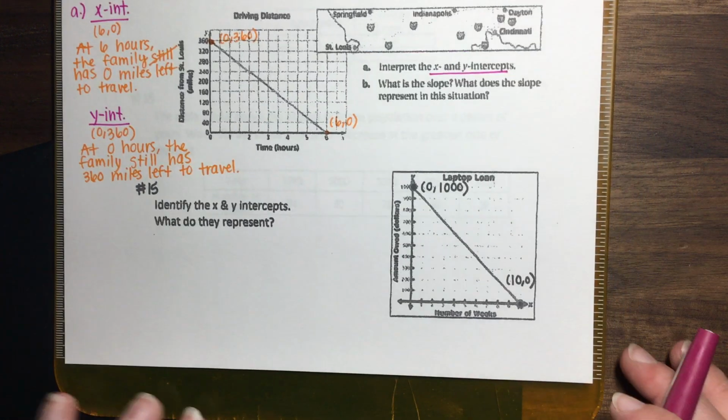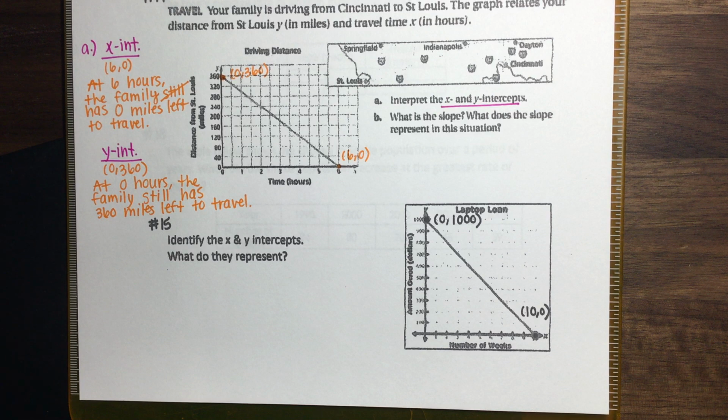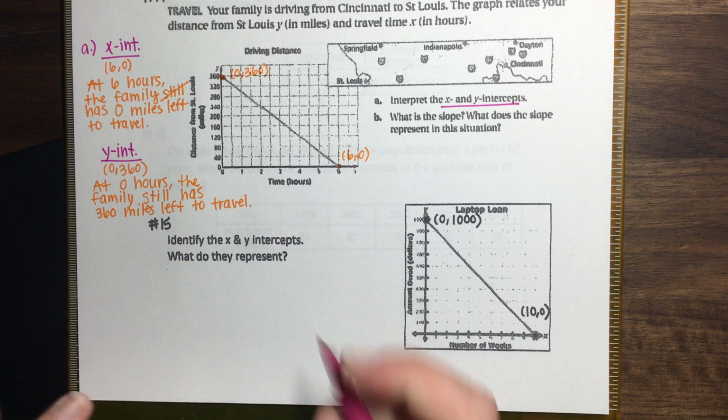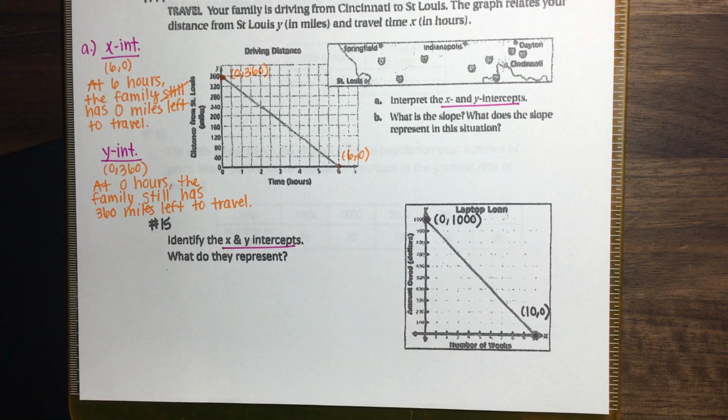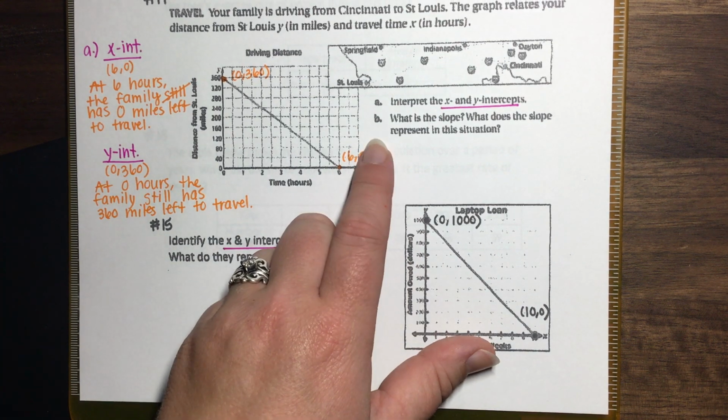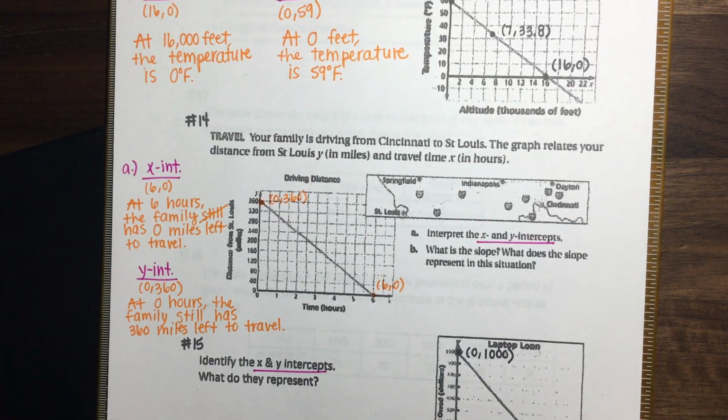On to number 15 here. Number 15 says identify the x and y intercepts. Okay, so I'm going to keep, oh, I forgot B over here. Just kidding, going back.